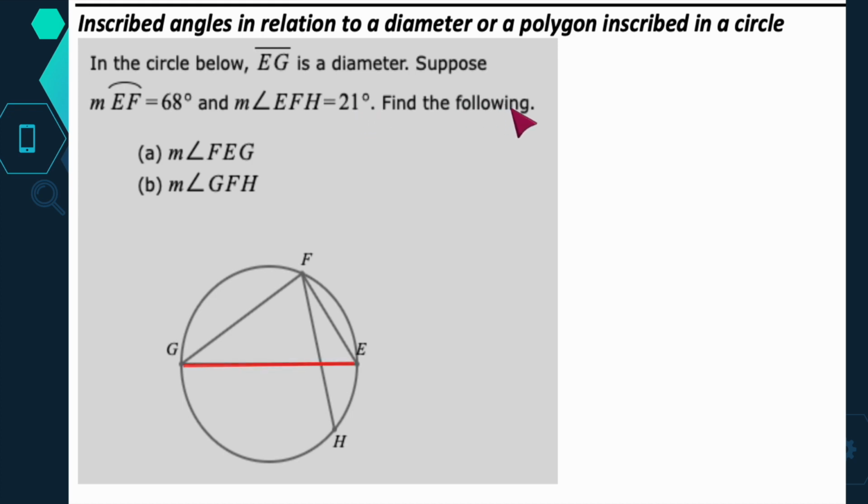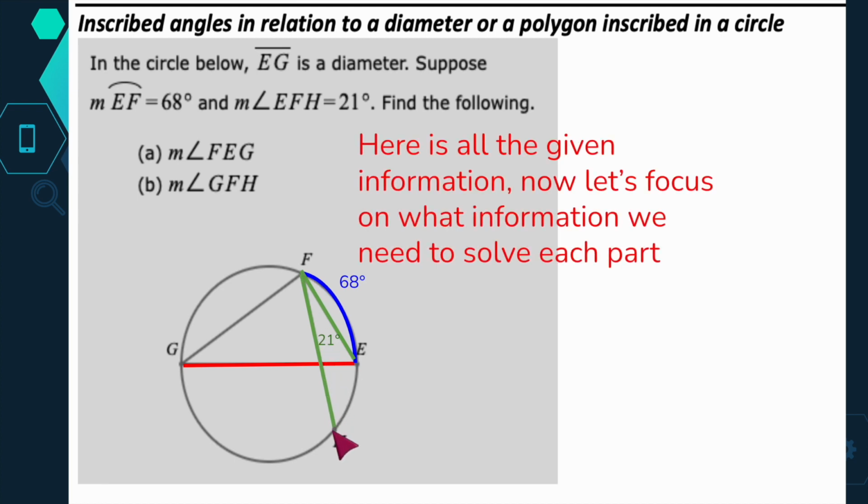Find the following. Now I can see here's my diameter. I went ahead and marked that. And then they gave me this arc here, EF, which was 68 degrees. And then they gave me the angle, which I'm marking here, EFH, is 21 degrees. So here's all the given information. Now let's focus on what information we actually need to solve each part, because you're not going to need all the information all the time.